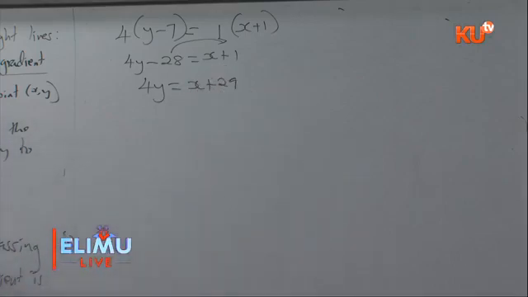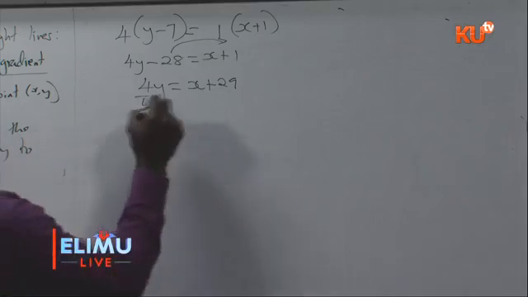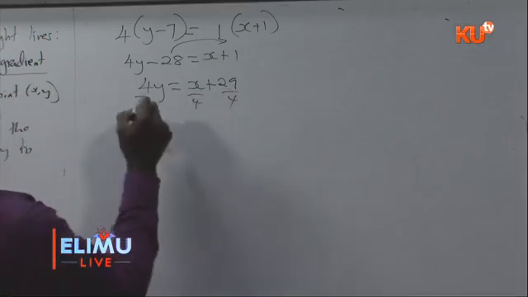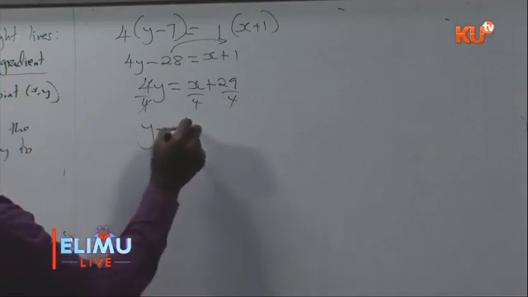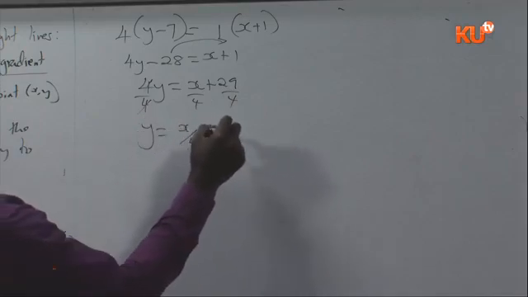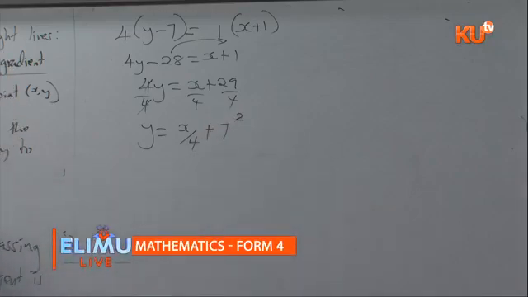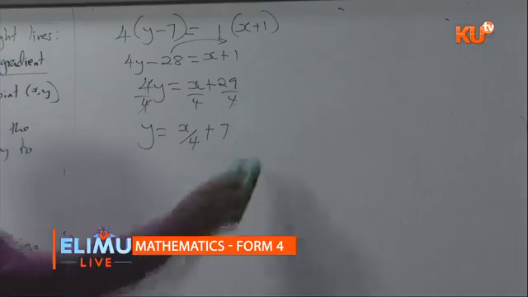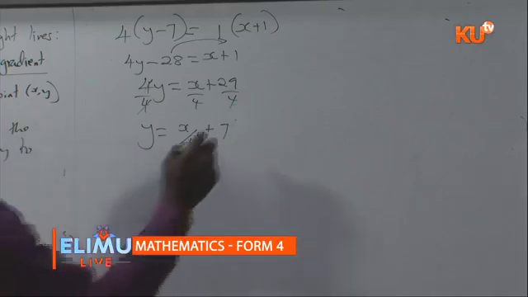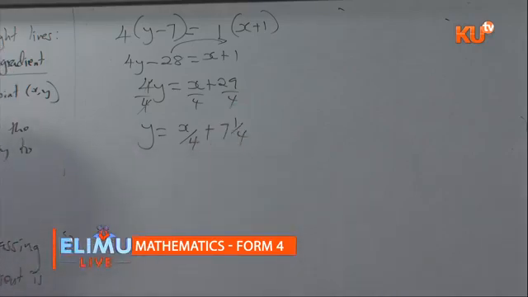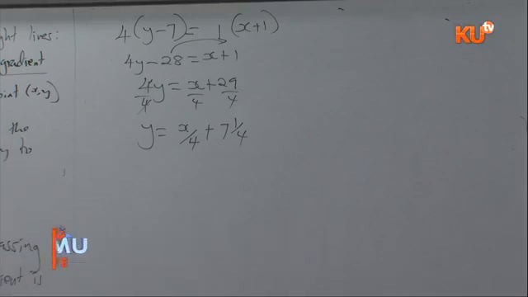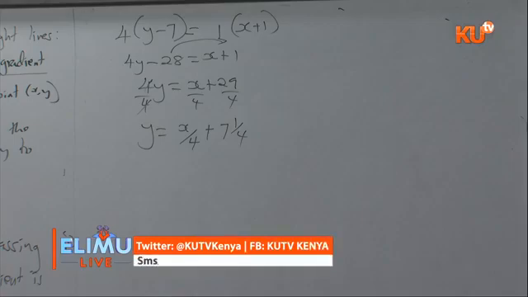In the form y is equals mx plus c, you divide by 4. So you divide this by 4, by 4, by 4. And so you have y is equals to x over 4, add 7 and 1 over 4. So that becomes the equation. And as you can see in the equation, the gradient has already been factored out as 1 over 4, and then the y-intercept is 7 1/4.